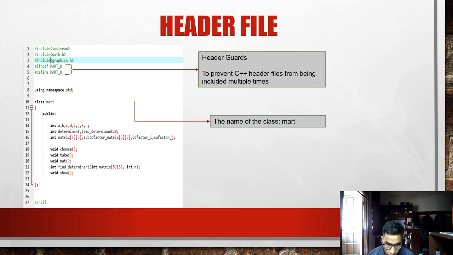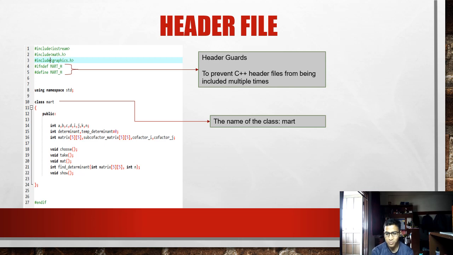Next, header guards. #ifndef Mart_H, #define Mart_H. Header guards prevent C++ header files from being included multiple times. As I said earlier, Mart is the name of the class, and this is the header file. A header file contains most of my functions, so I need to write that.